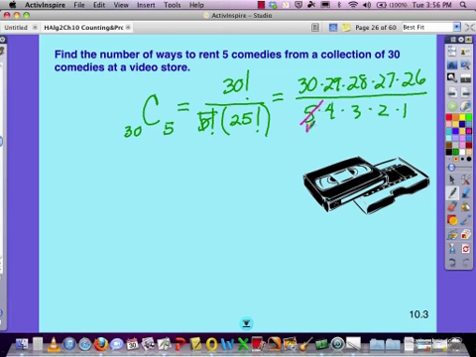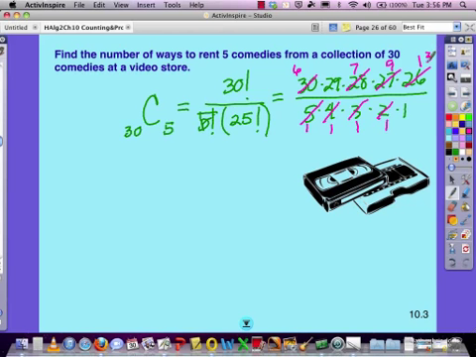So 5 goes into 5 once, 5 goes into 30 6 times. 4 goes into 4 once, 4 goes into 28 7 times. 3 goes into 3 once, 3 goes into 27 9 times. 2 goes into 2 once, goes into 26 13 times.